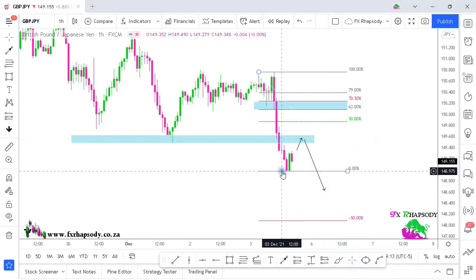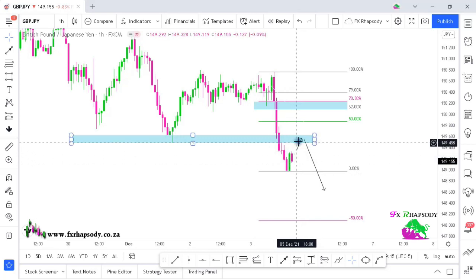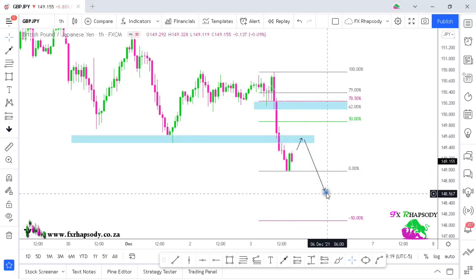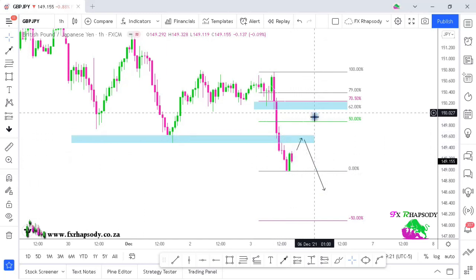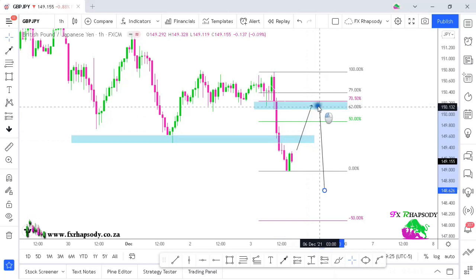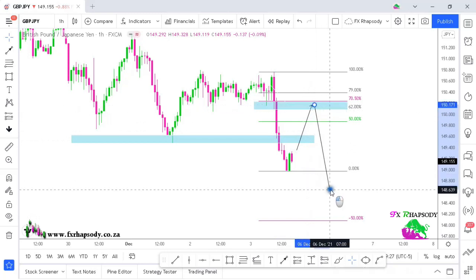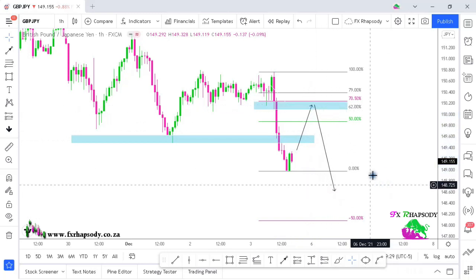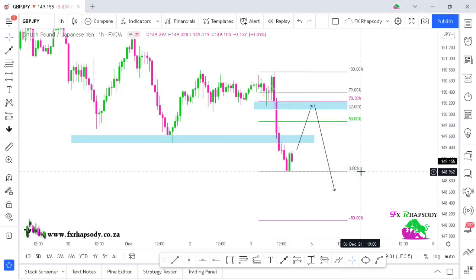So we are either looking at price going into this area over here and we're going to sell it off, or we will see price moving up and going to retest that area of the 62 to 70.5 retracement area on the Fibonacci, and then selling it off.